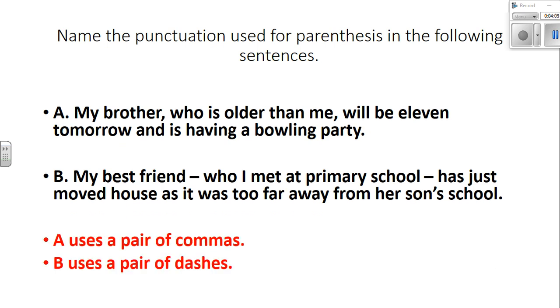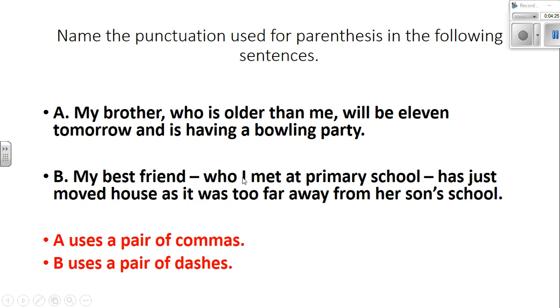Okay, let's have a look at the answers. Nice and easy. The first one clearly uses a pair of commas. So my brother, who is older than me, that's your relative clause, that's your extra bit of information that's been added using the parenthesis. Your two commas there, a pair of commas. Will be 11 tomorrow and is having a bowling party.